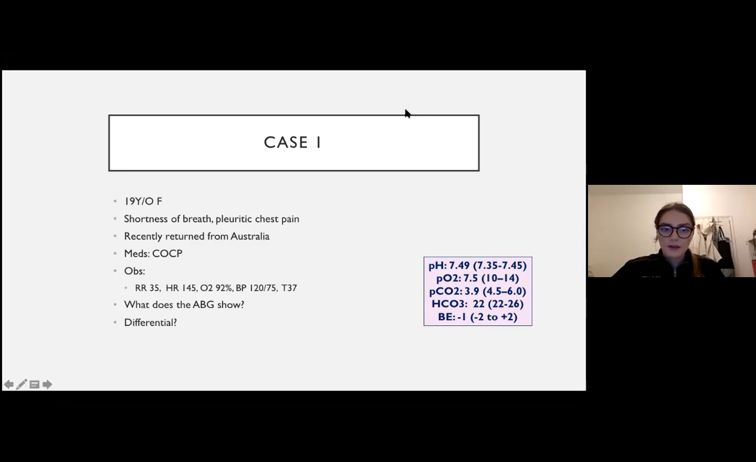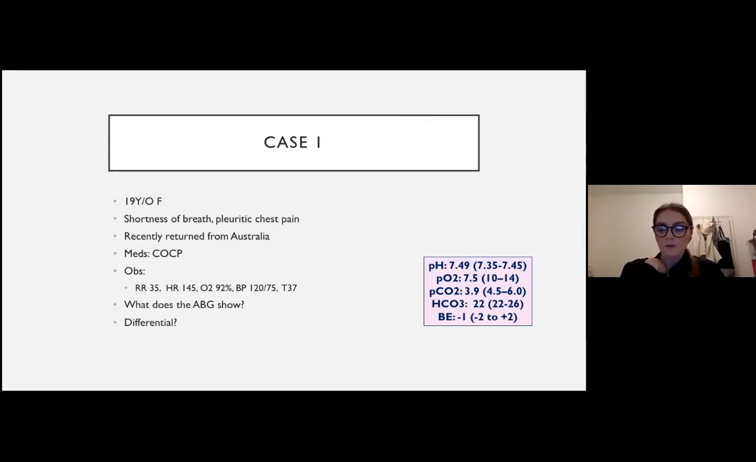So first case is a 19-year-old female. She's come in with shortness of breath and pleuritic chest pain. She's recently returned from Australia. She takes the combined oral contraceptive pill, and these are her observations. So her respiratory rate's a little bit high, her heart rate's a little bit high, her sats are a little bit low, her BP is okay, and her temp's okay. Does anyone want to talk me through this ABG, as if you were interpreting it?